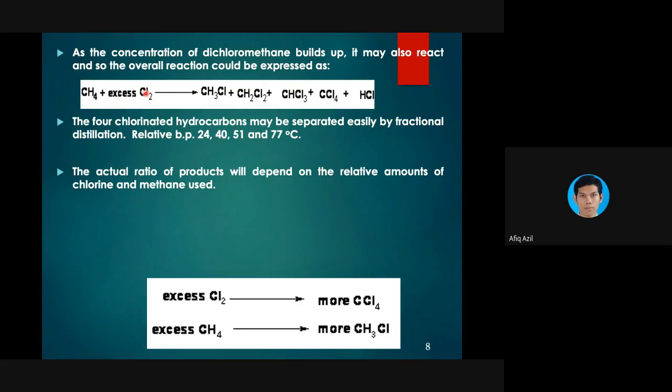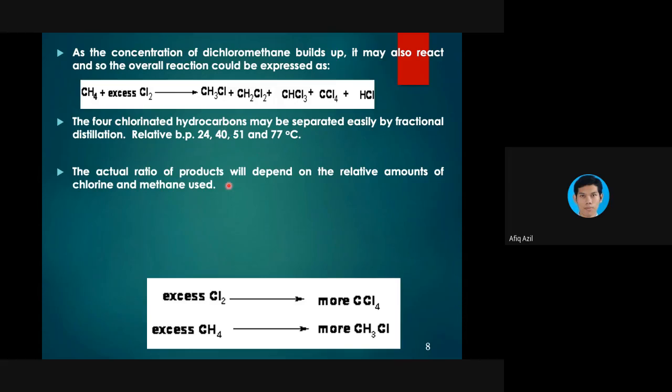So this is what you are going to end up with if only you have excess chlorine present in the reaction. But if the amount of chlorine is just sufficient to convert this CH4 to CH3Cl, then you will not have any of this other product. The four chlorinated hydrocarbons may be separated easily by fractional distillation because each of these compounds has a different boiling point. So you may just heat, and it will turn into vapor, into gas, and you can condense it back to be separated.